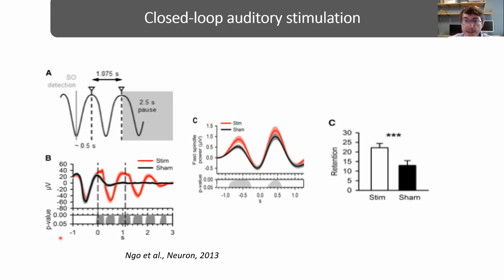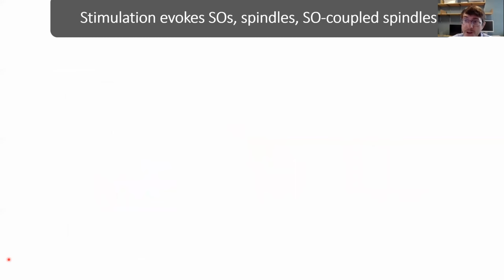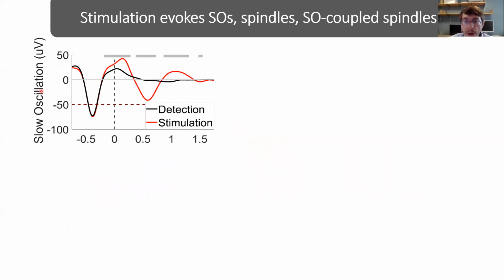So we decided, we're looking at patients with schizophrenia, we wanted to get this set up in our hands and see what happens, starting with healthy controls. So this is some more recent data that we've collected. We were doing the stimulation. This is set up very similarly to the previous graph, where we have the amplitude on the y-axis, time on the x, and stimulation versus detection in red versus black.